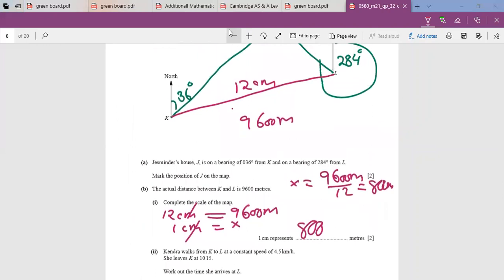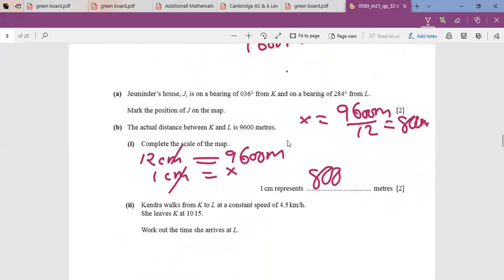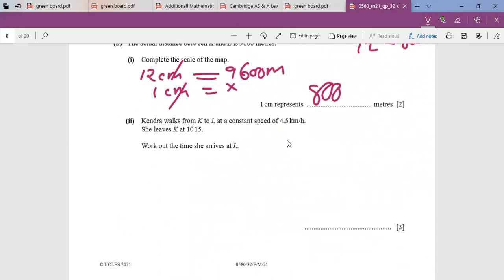Walks from K to L at a constant speed of 4.5 kilometers per hour. So this person walks from K to L at a constant speed of 4 kilometers per hour. Okay, sorry, I was trying to zoom out.